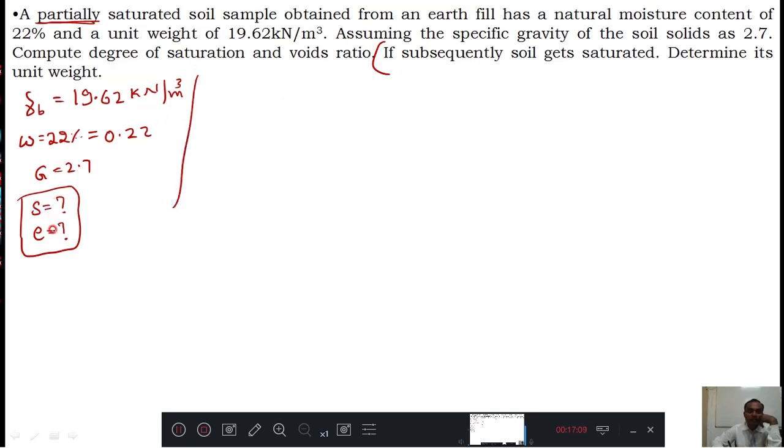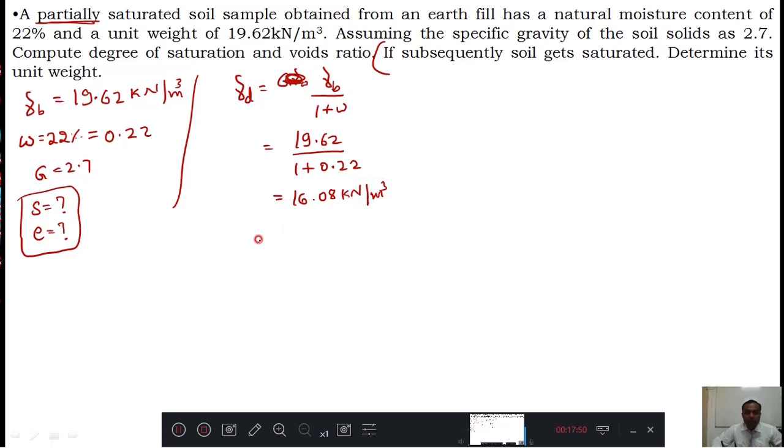Now they want S and e. First we will calculate e. To calculate e we want gamma D. Therefore gamma D equal to gamma B divided by 1 plus w. Gamma B is 19.62 divided by 1 plus 0.22. The answer is 19.62 divided by 1.22. This is 16.08 kilonewton per meter cube. Gamma D.